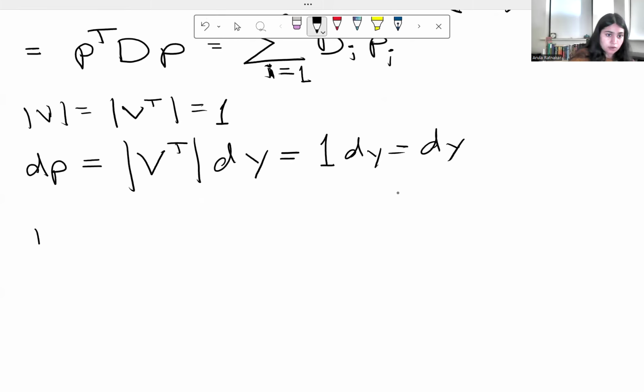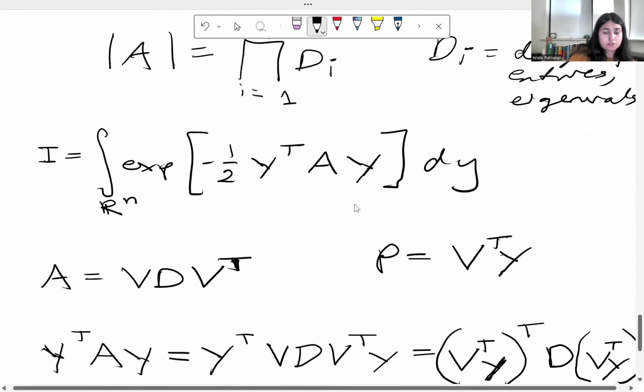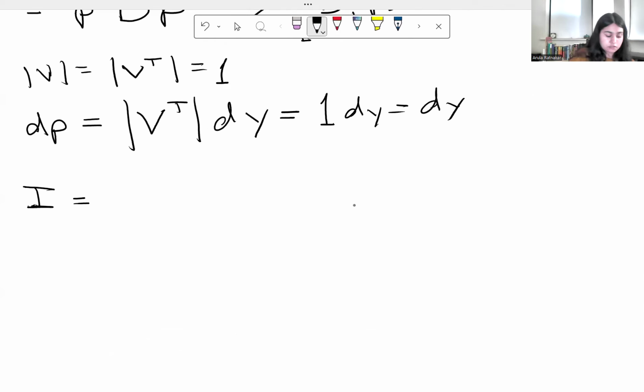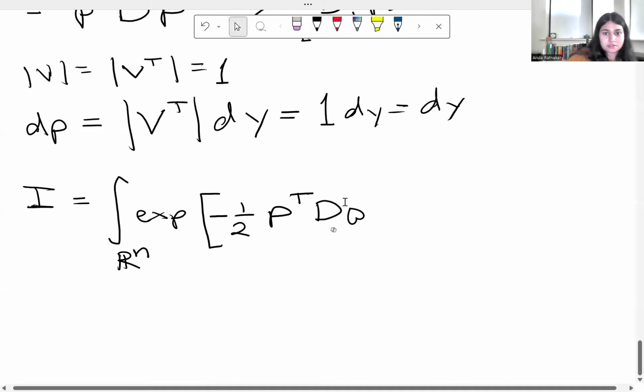So our new I we can now write as this, where we're replacing what was in y transpose Ay with this new thing because of our change of variables. Exponent of, I think I'm getting better at writing as this video goes on with this pen. Oh, I spoke too soon. What the heck is this?